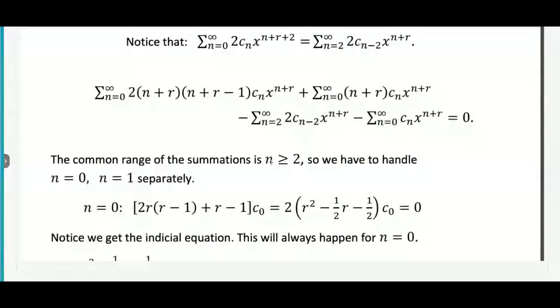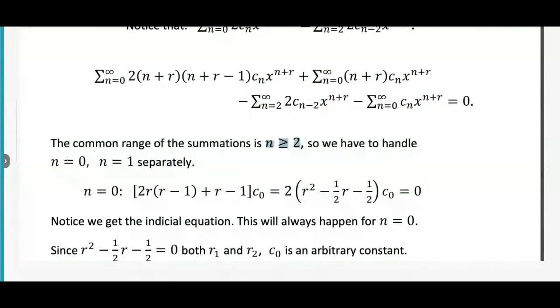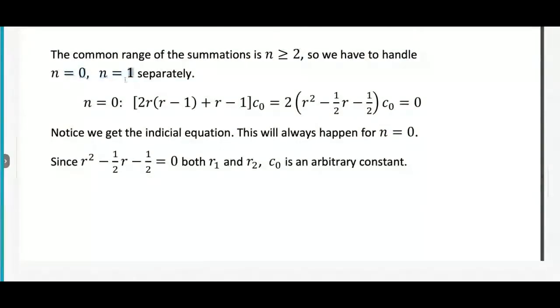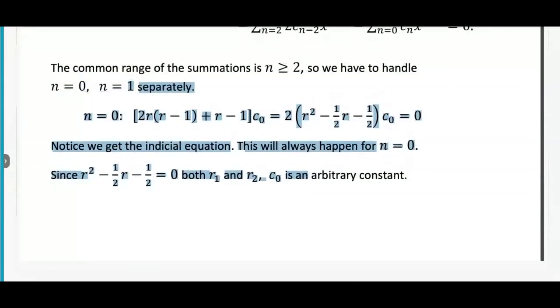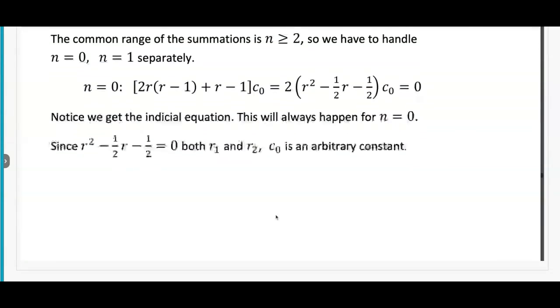But because we started with 2, we need to handle n equals 0, n equals 1 separately. This is not a big deal, all right? Sometimes it can be ignored. Because, you know, when you deal with pure mathematics, finite terms are a lot of times not taken into account.